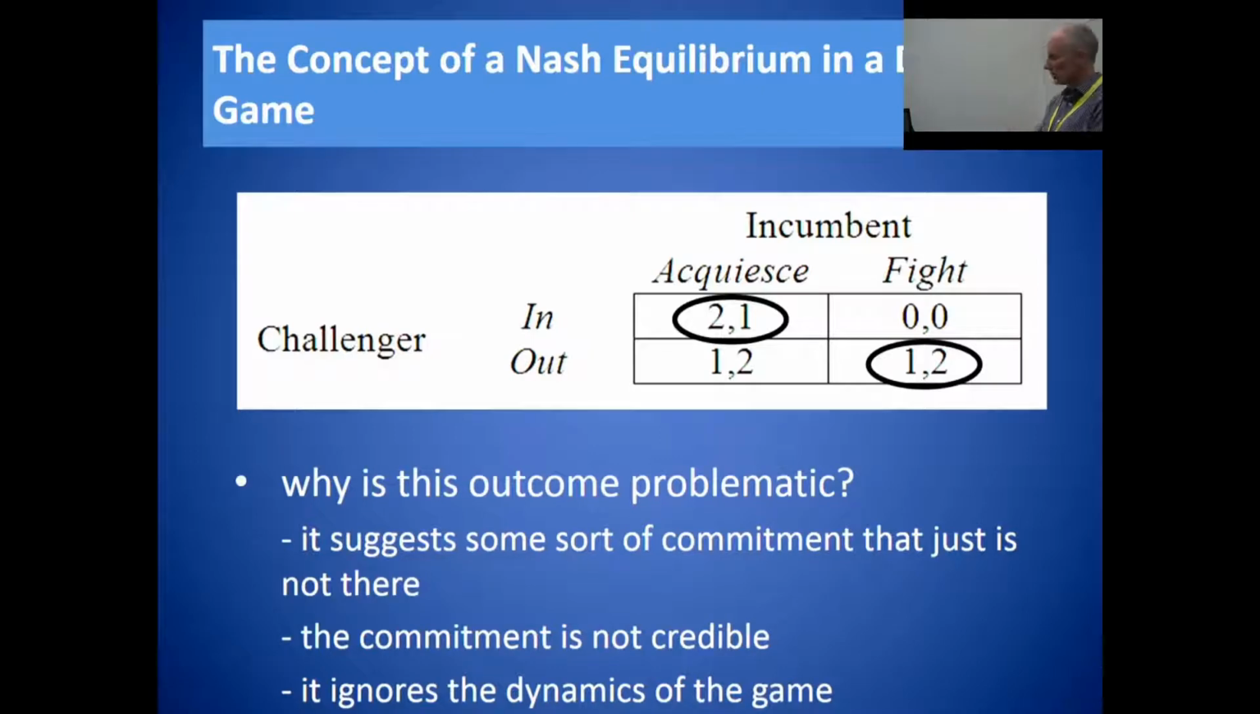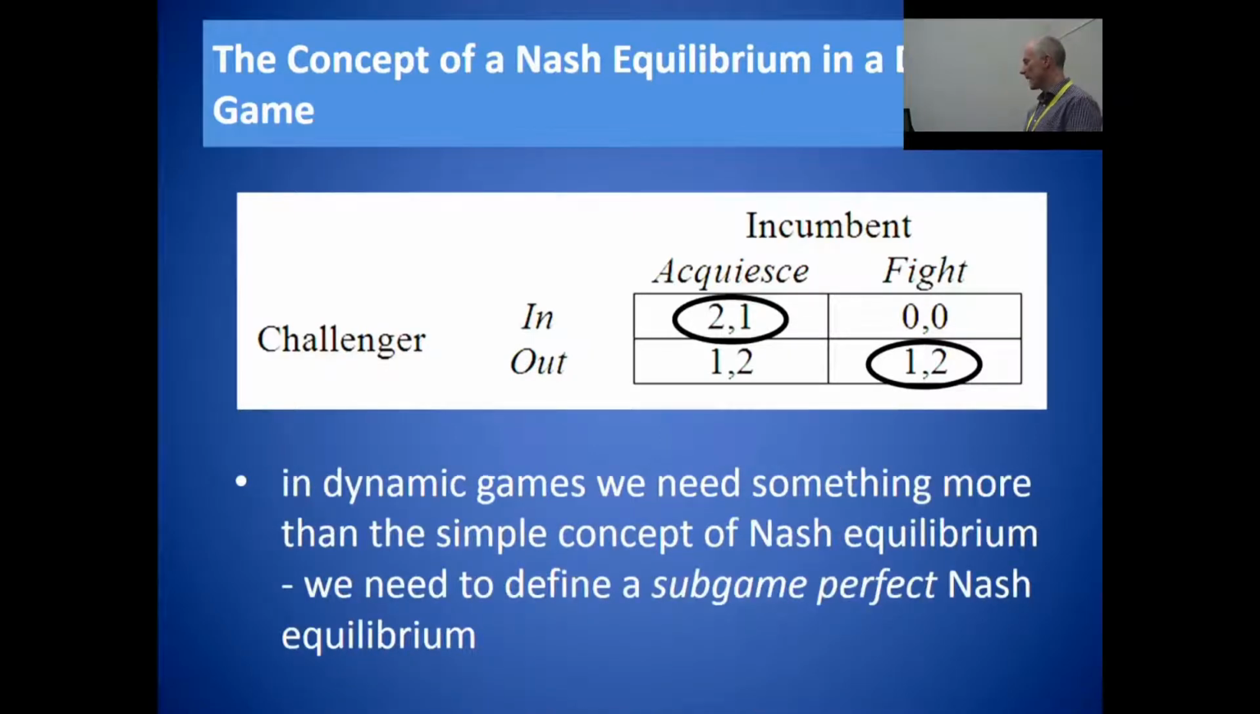And so what this means is when we start looking at games that are dynamic, these sorts of games that we would represent with these game trees in their extensive form, we need something more than that simple concept of a Nash equilibrium. We need something else that's going to identify our plausible outcomes. And that something else that I'm going to show you is not just a Nash equilibrium, but rather it is a subgame perfect Nash equilibrium.